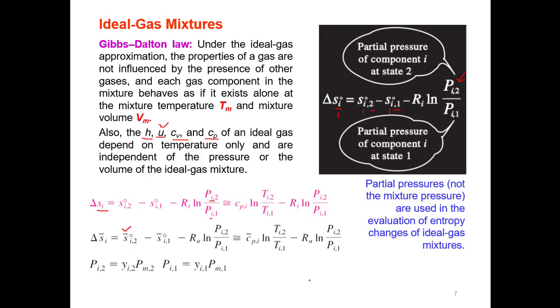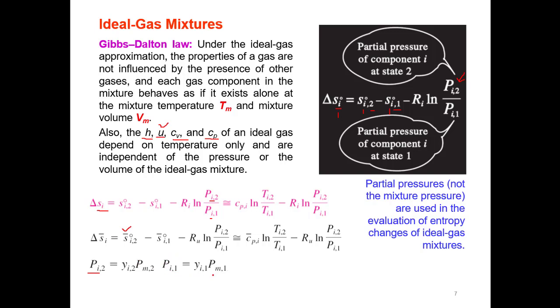And how to get the partial pressure? This was discussed in the previous class: the partial pressure can be calculated by multiplying the mole fraction of a gas component with the mixture pressure. I mean, mixture pressure multiplied by the mole fraction of that component will give you the partial pressure of that component.